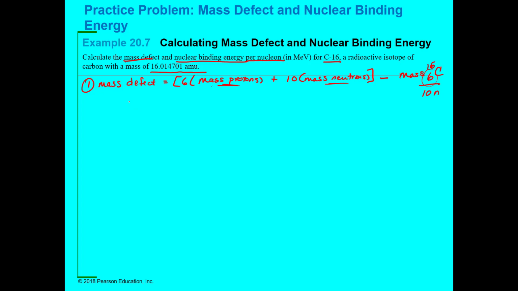So the mass defect is equal to 6 times 1.00783 AMU, that's the mass of a proton, plus 10 times 1.00866 AMU, which is the mass of a neutron, minus, it told me that it was 16.014701 AMU. So you've got to use all of those decimal points when you're doing this, okay? So when I plug that into my calculator, I'm going to find that my mass defect is 0.118879. And you can just leave that for now, okay? So that's your mass defect.